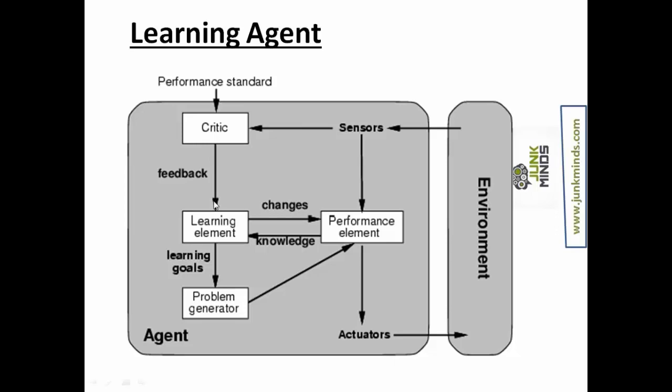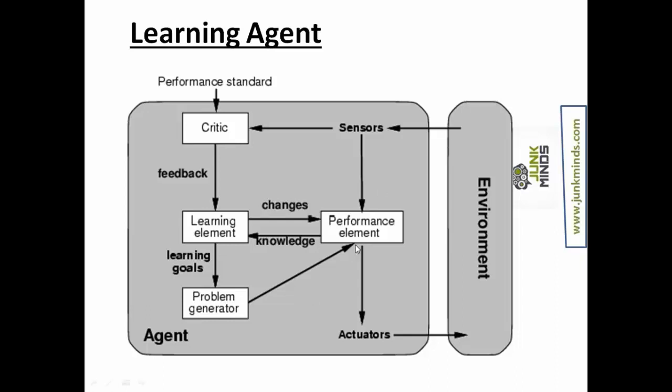As the critic keeps on giving its feedback, another important component for us is the problem generator. What exactly is a problem generator? For the solution to be generated, the problem generator will keep on checking for other options, or you can say better ways of doing the same thing. So the problem generator will keep on giving suggestions using which the performance element can go and take up a new action or a new way of doing things, which can lead to a better performance.